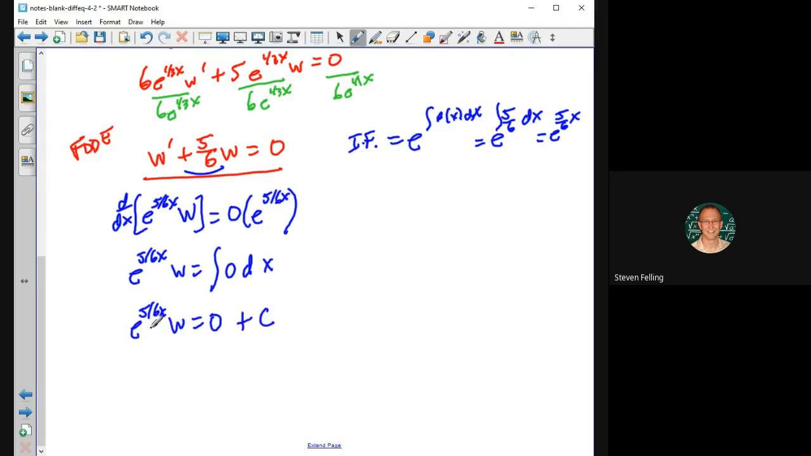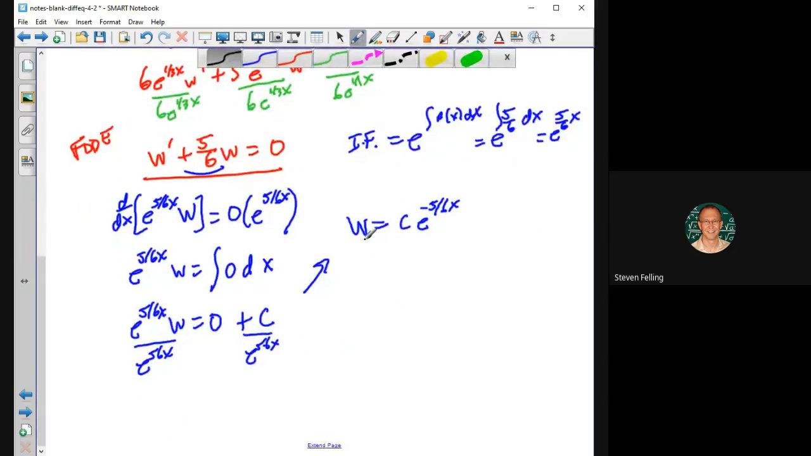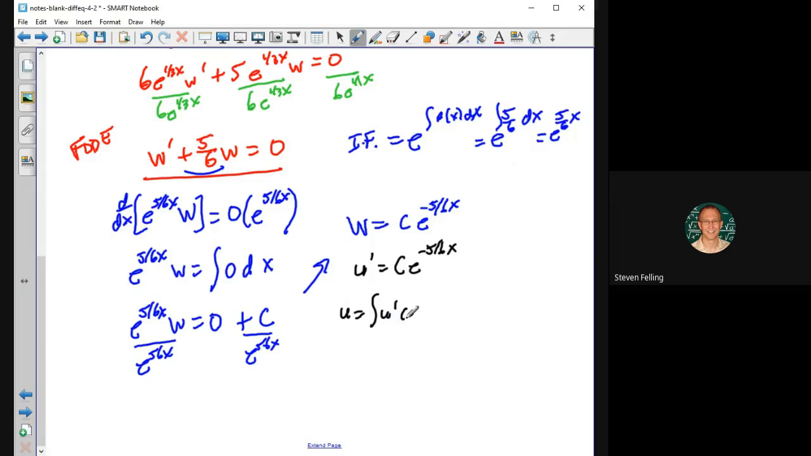Okay, and so then if I divide both sides by e to the 5/6x, I get that w is equal to c times e to the negative 5/6x, right? Moving it to the top. Okay, but we define w to be u prime. So what that really means is that u prime is equal to c e to the negative 5/6x, okay? Which means if I want u, I'm just going to take the antiderivative with respect to x.